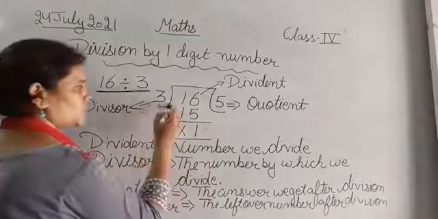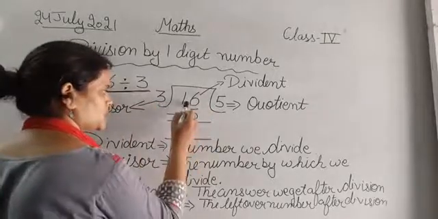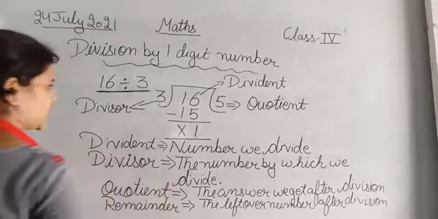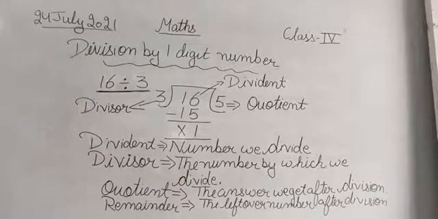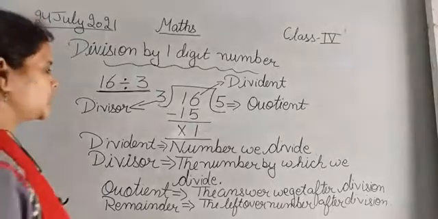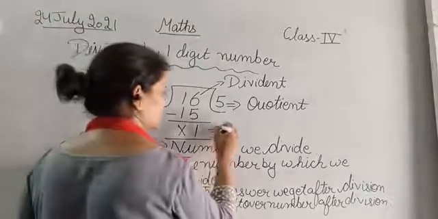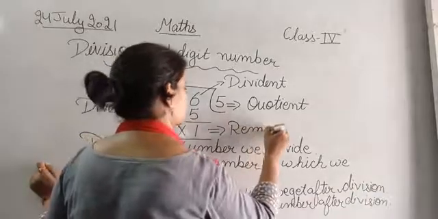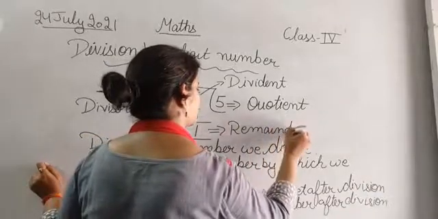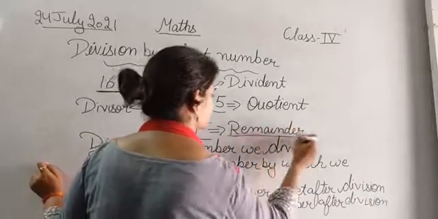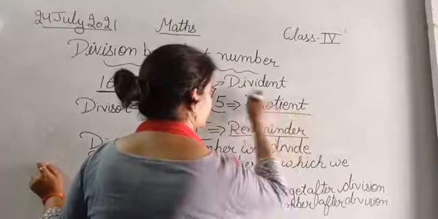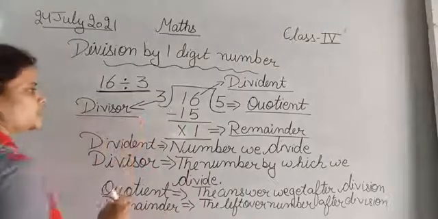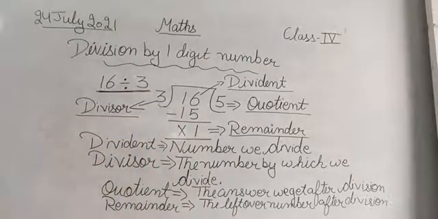After division, 3 5s are 15. 16 minus 15, we got 1 here. This is known as the remainder. This is the remainder. Just forgot to put it here. So these are the 4 very important terms that you must know while doing the division.